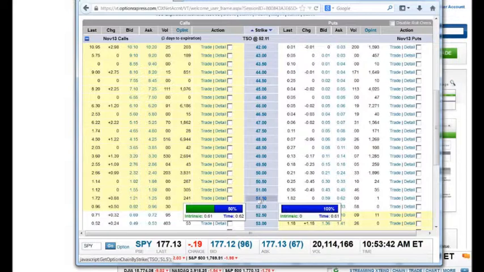So if we bought here at the 51.5s, that means we have the right to buy the stock at 51.5 if we happen to exercise the options.